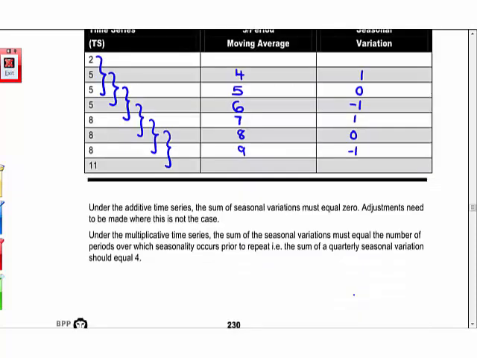Under the additive model here then we've just got a little note as a check that the sum of the seasonal variations must equal 0. And here then you can see that they are going to equal 0. And on the multiplicative model the sum of the seasonal variations must equal the number of periods for the seasonality. So for quarterly seasonal variation, the decimals would add up to 4.